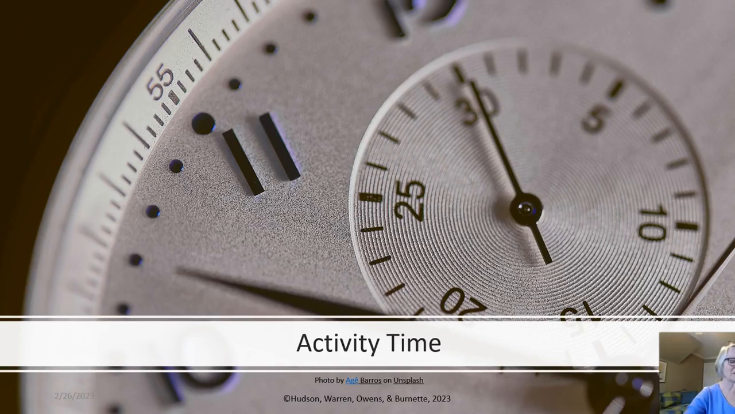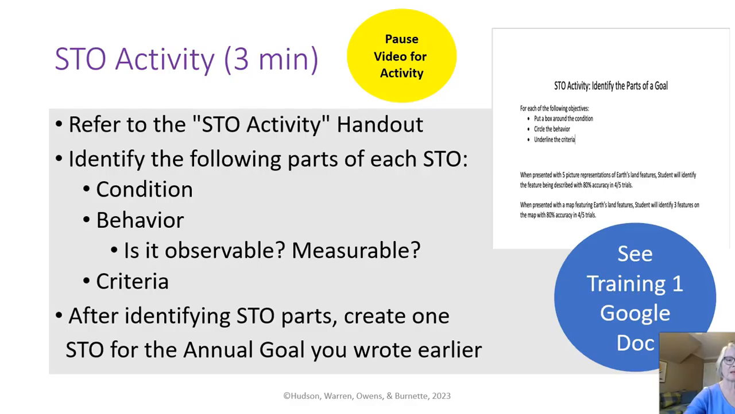All right, it's activity time again. Let's apply what you've learned with this activity. This is the STO activity. It'll be in your Google Doc that you downloaded at the beginning. So open this STO activity. You have 3 minutes to complete this activity. You'll identify the following parts of the STOs or short-term objectives that we've given you. So we want you to identify the condition, the behavior, and the criteria. And then after identifying the STO parts, create one STO or short-term objective for the annual goal you wrote earlier.